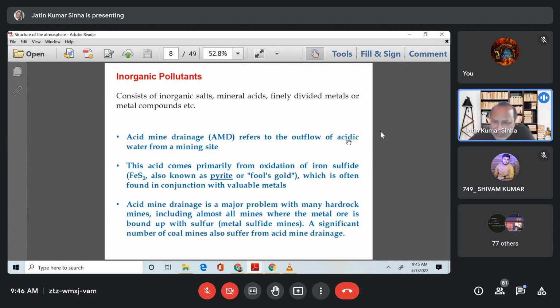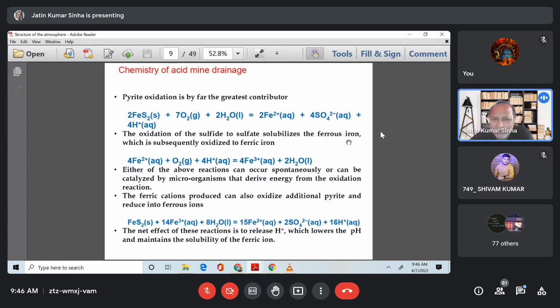So what are the basic reactions, and how is the acid released into the water system? This slide is describing that. What happens is the pyrite is converted to iron 2 and sulfate. Here sulfide is oxidized to sulfate, and once you have sulfate, it can dissolve the iron 2. Now, once you have iron 2 in the solution, in water, it has a tendency to be oxidized.